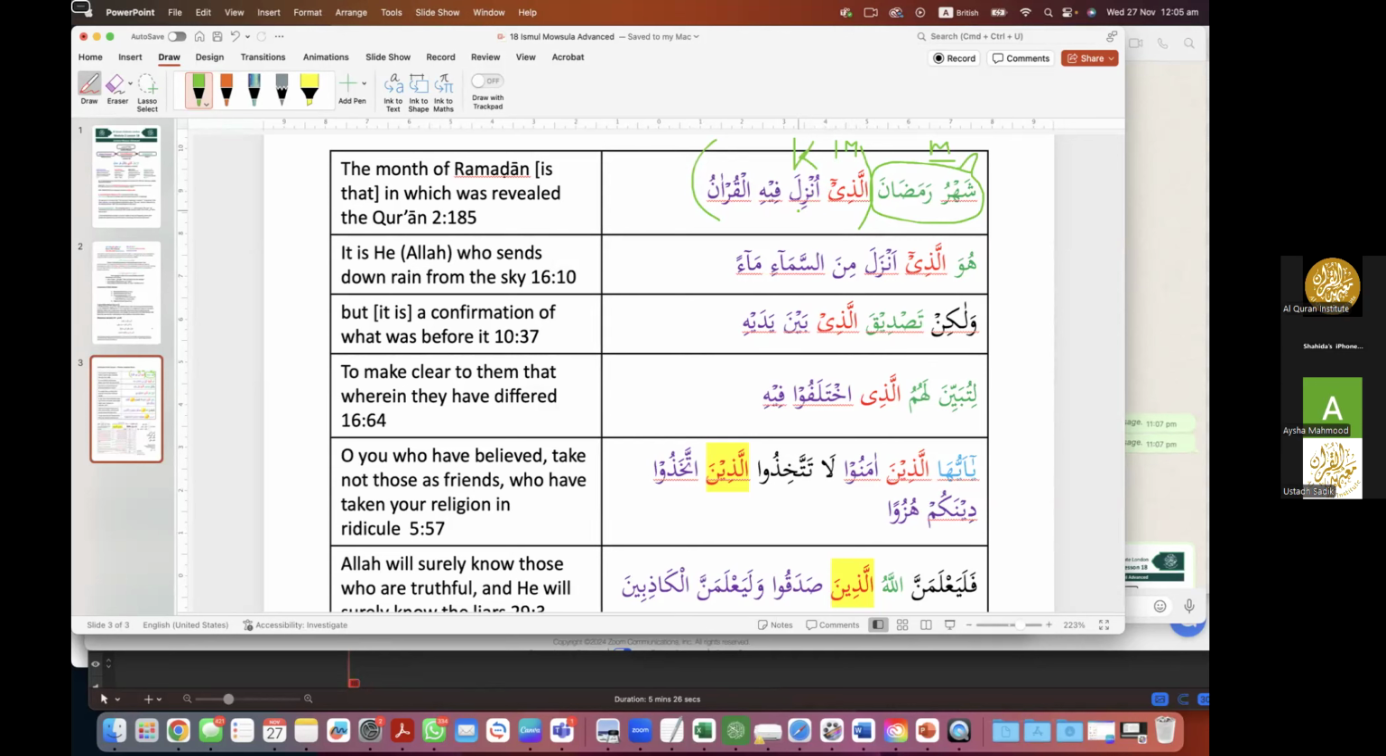Unzila. What is this, unzila? Tell me. What is this? That's 14. It's a majhul, madi majhul, okay? Majhul. Okay.